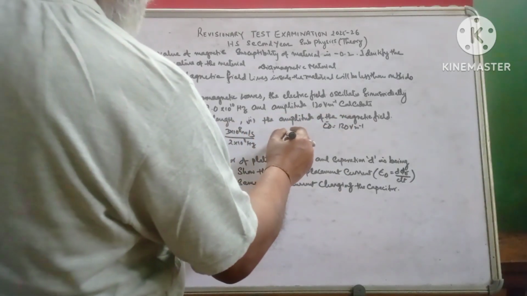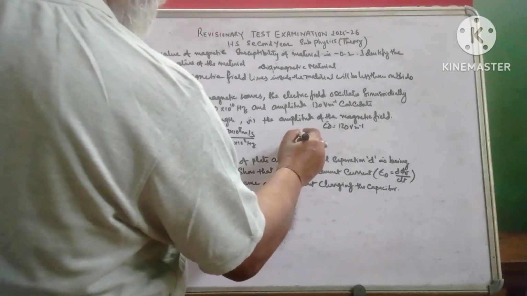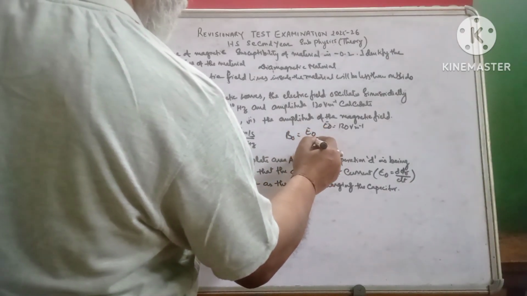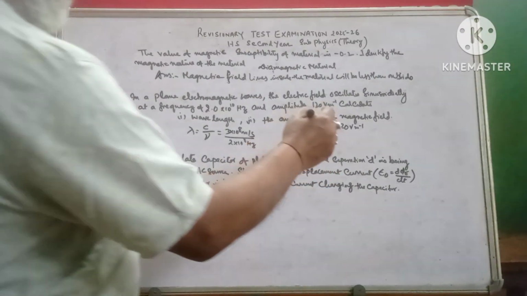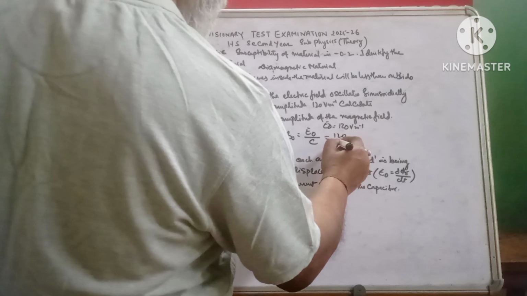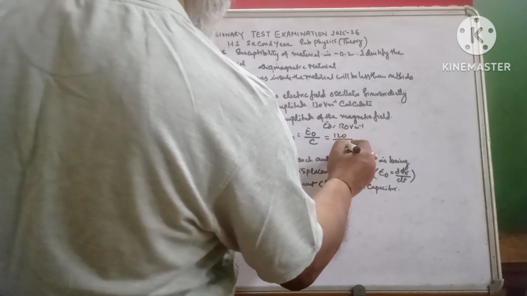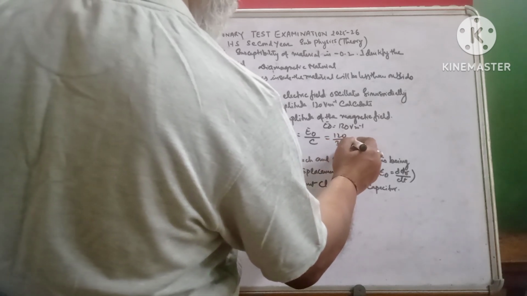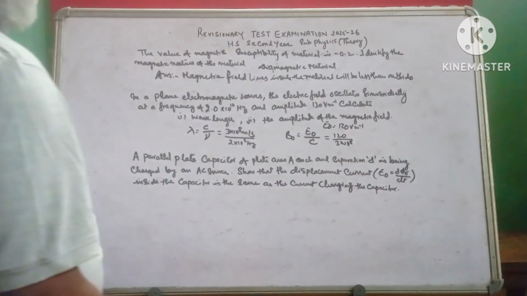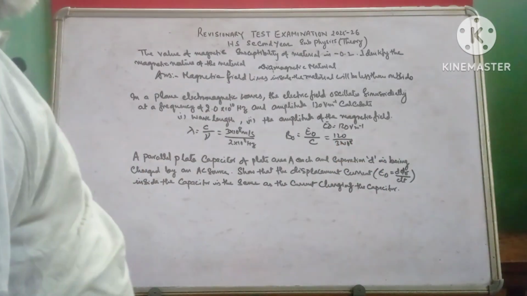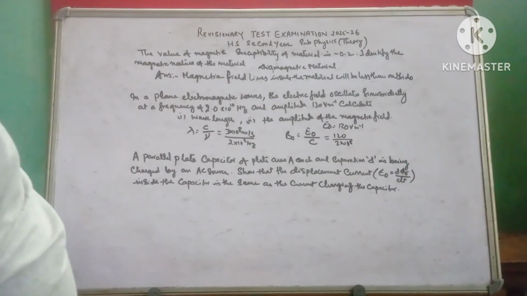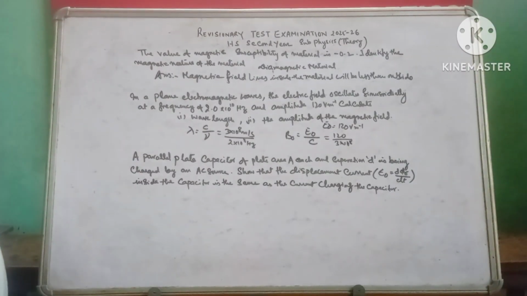So the amplitude of the magnetic field B naught is equal to the electric field by the velocity of light. You know that E naught is 120, and the velocity of the light is 3 into 10 to the power of 8 meter per second. So from here you will get the amplitude of the magnetic field, and you will get the unit in Tesla.